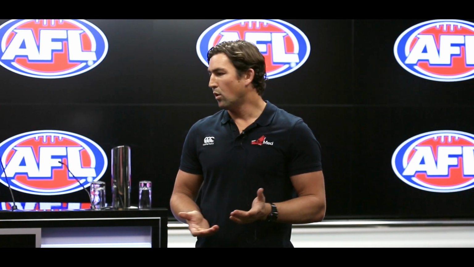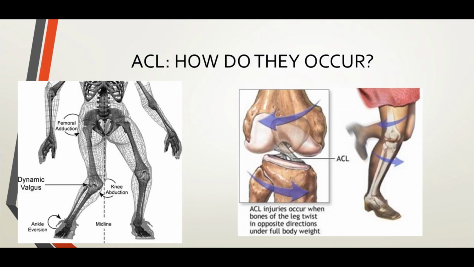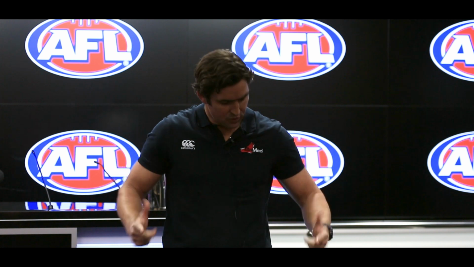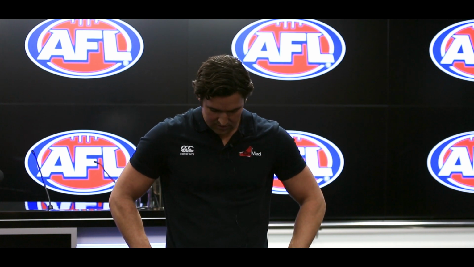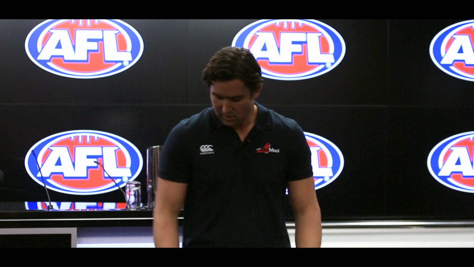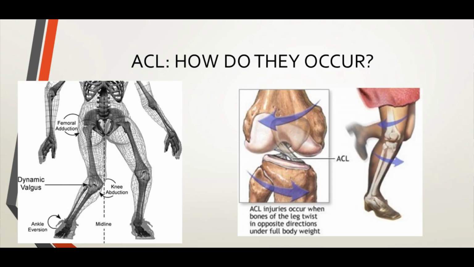So when we're talking about bringing people back to play from ACL injury, it's important to know how they occur. The simplest thing, if we talk about the anatomy of the ACL: if you put your holsters in your trousers like that, that's the alignment of how the ACL sits. So posterior-superiorly on the femur, coming anteromedially onto the tibia. And the diagram there on the left shows that typical pattern of femoral adduction, knee abduction, valgus obviously, and eversion at the ankle. That's a pretty common mechanism of injury for ACL.